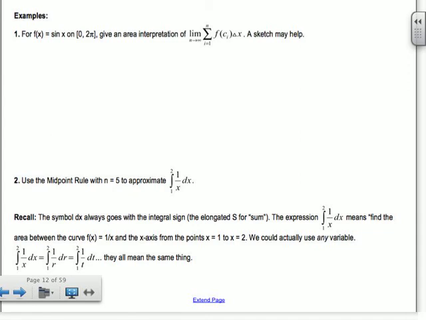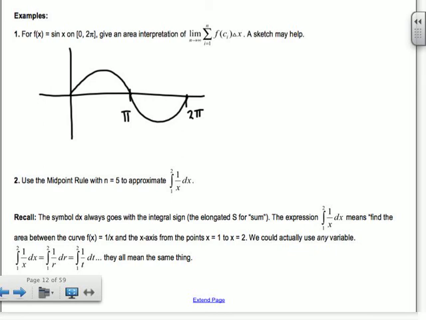A sketch may help. Okay, so we know that sine goes up and comes back down. Here's pi. Here's 2 pi. And let's say we were talking about pi over 2. What would f of pi over 2 be? 1, right? That's the height. So that rectangle would have a height of 1. It'd be multiplied by the width of whatever the interval was. What is f of 3 pi over 2? -1.